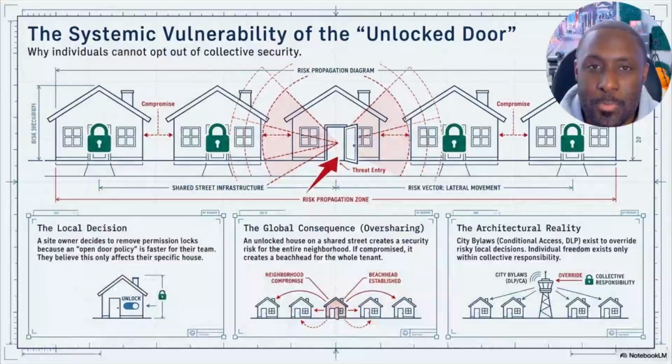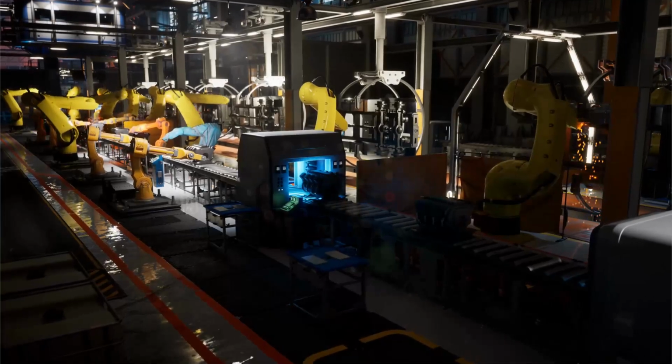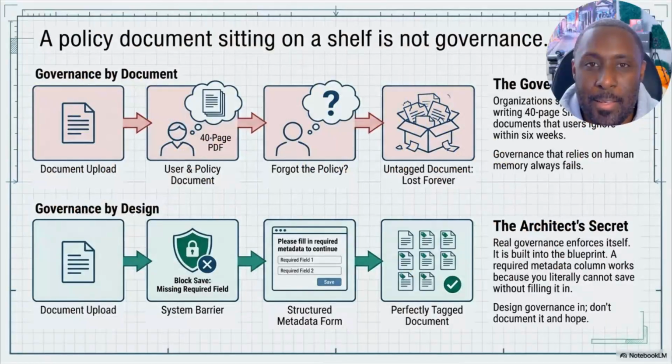Architectural controls matter. There are 2 ways to govern content. The first is governance by document. You write a policy, hope people read it, and trust they'll follow it. Spoiler, they won't. The second is governance by design. You build the rules into the system so that compliance isn't optional, it's automatic. Required metadata, enforced retention, structured libraries. That's the difference between hoping and knowing.